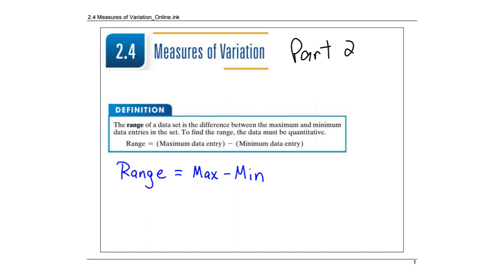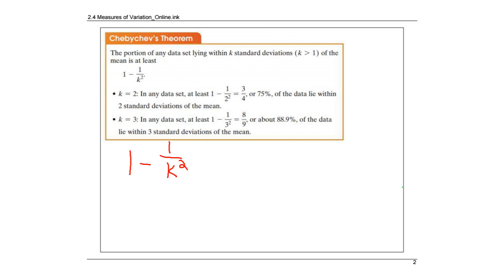Let's look at 2.4 part 2. Okay, we're going to look at Chebyshev's theorem. Now, I'm sure there are other ways to pronounce that, so we're just going to call it C's theorem.